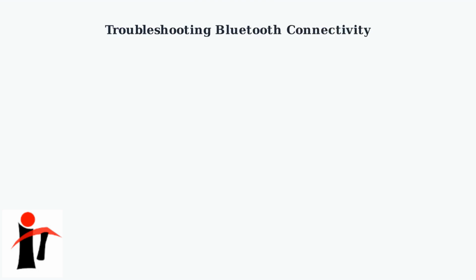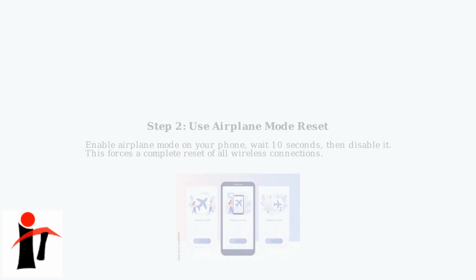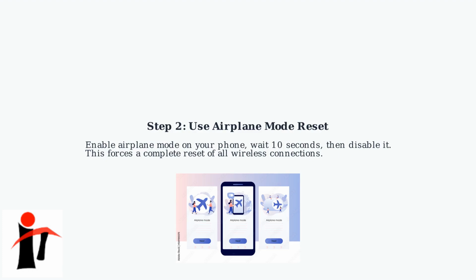Bluetooth connectivity issues are a common cause of key card prompts in your Tesla Model 3. Let's walk through systematic troubleshooting steps to resolve these problems. First, try toggling Bluetooth off and on in your phone's settings. This simple action refreshes the Bluetooth connection and can clear temporary glitches that prevent your phone from communicating with the vehicle. Next, use the airplane mode reset method.